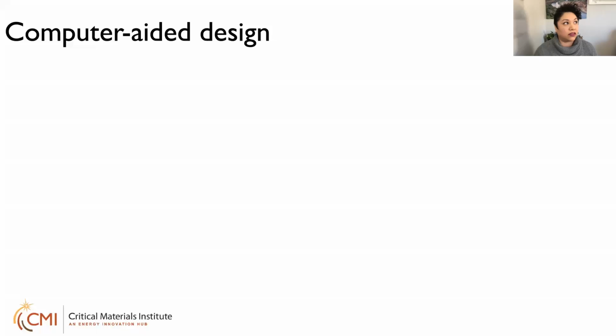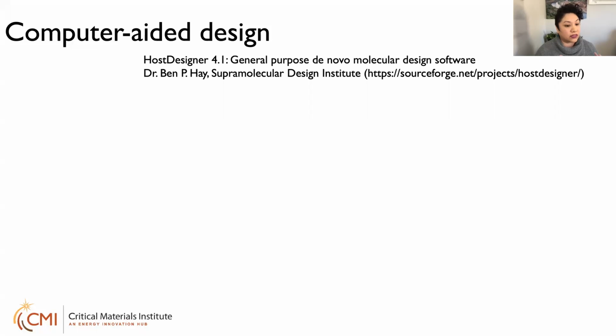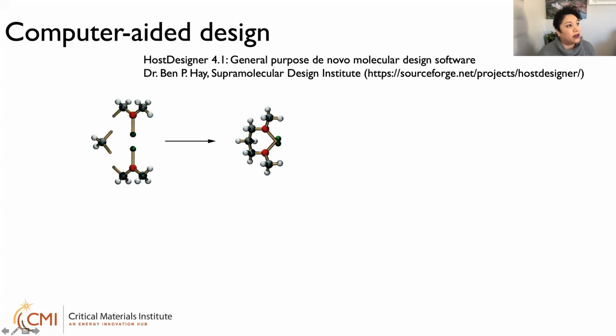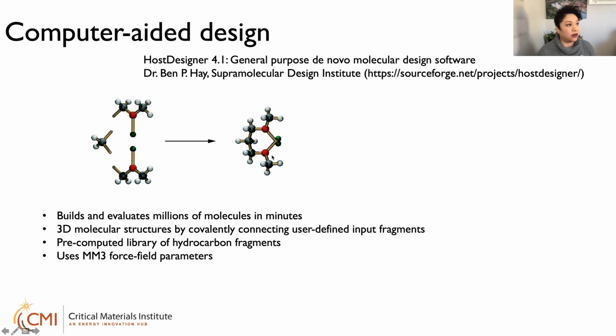So far, I haven't really touched much on the computer-aided design portion. I've mainly talked about the machine learning aspect, but the design piece of the ligands comes from host designer. Also, Dr. Ben Hay designed this code, and it's freely available already. It's on SourceForge, host designer, one word. What it does is it contains a library of molecular fragments that it combines to form a larger ligand. And then it can rank these for a single metal ion to find which are the best, the highest binding for a particular metal and different ligands. The great advantage of this code is that it can build and evaluate millions of molecules in minutes.